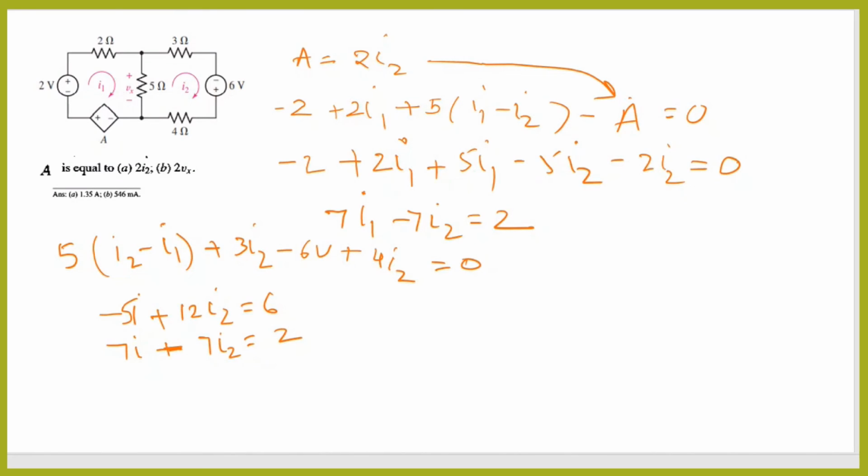Or else I can write directly I1 minus I2 equals 2 by 7, instead of writing 7I1 and 7I2, and multiply with 5, that is 10 by 7. So these two get cancelled. Plus 12 minus 5 is 7I2 is equal to 6 plus 10 by 7. So what is I2? Can you tell me?